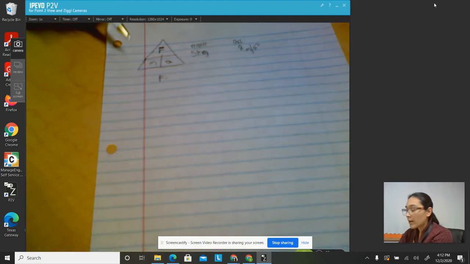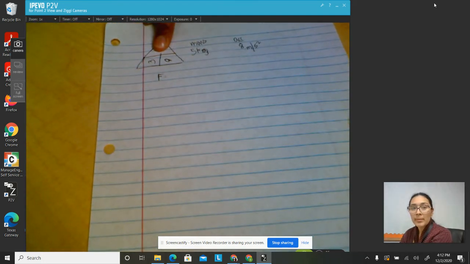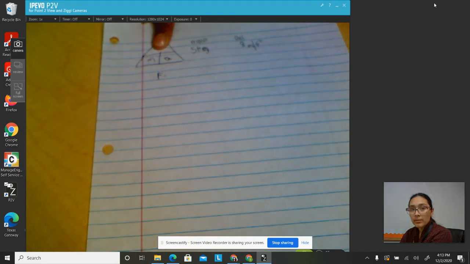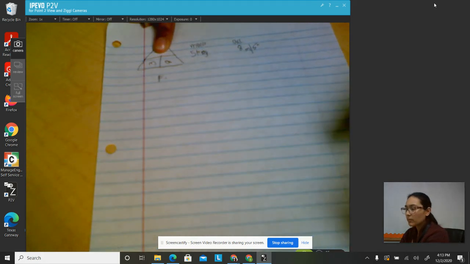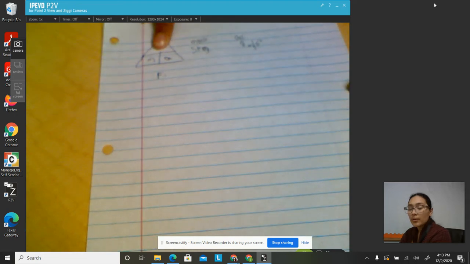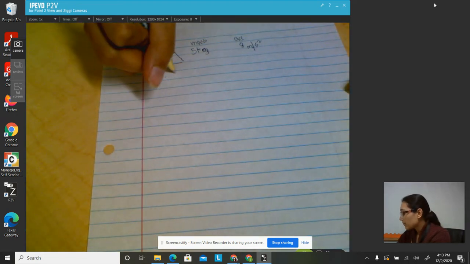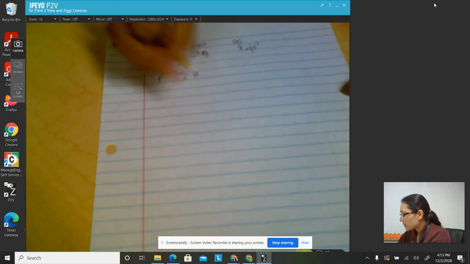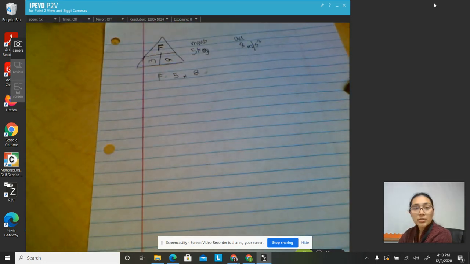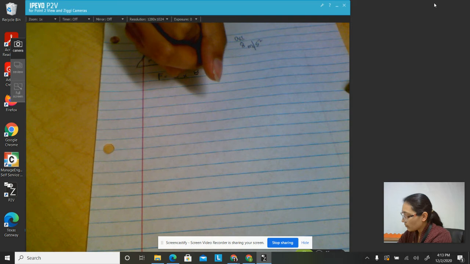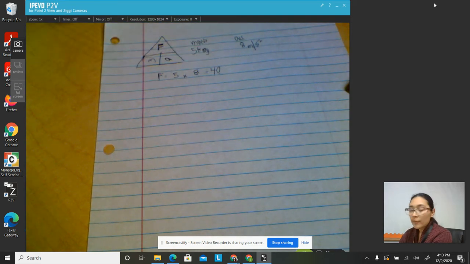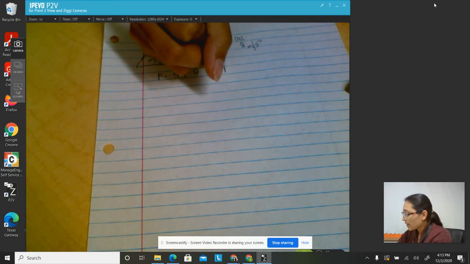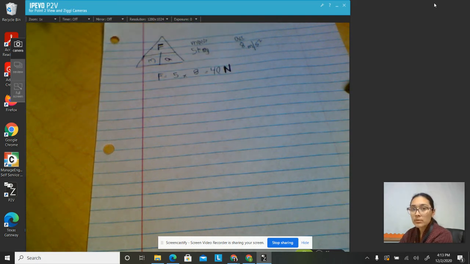Okay, so if I cover up this force here, I'm left with mass and acceleration. So that means I'm multiplying. So I'm going to multiply my 5 times my 8, and that should be equal to 40. Now force always has a unit of newtons. So if you're ever finding force, that will be your unit, 40 newtons.